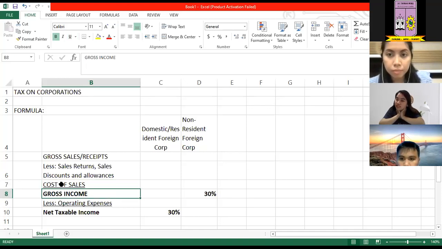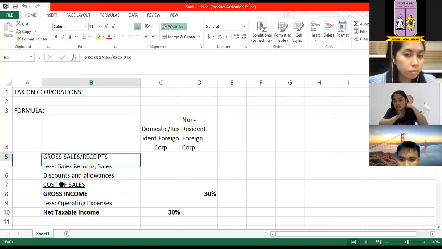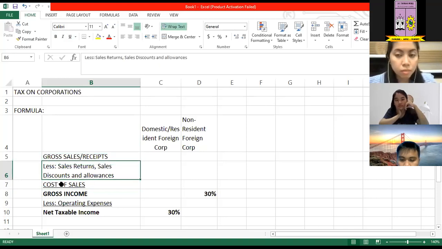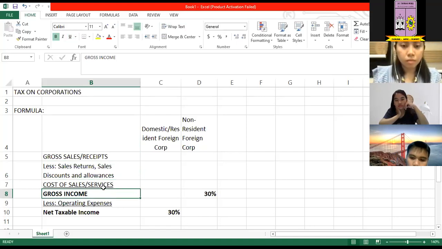So, kapag i-deduct natin yung sales returns, sales discounts and allowances, tsaka cost of sales sa gross sales or receipts, lagyan natin dito service kasi, okay? Then, yung difference niyan is yung tinatawag natin na gross income. Okay?